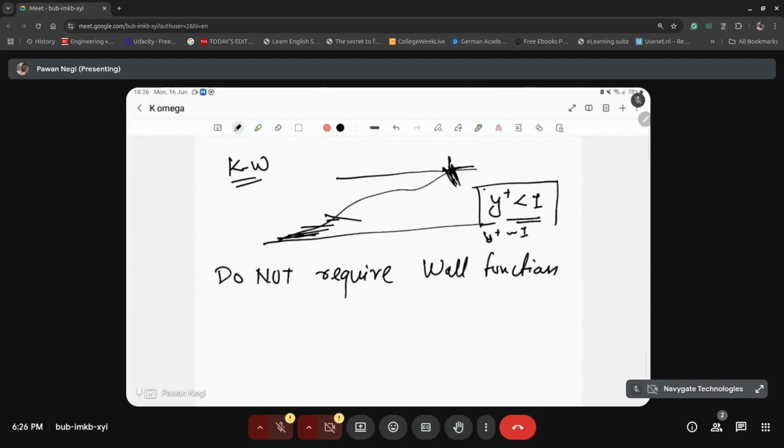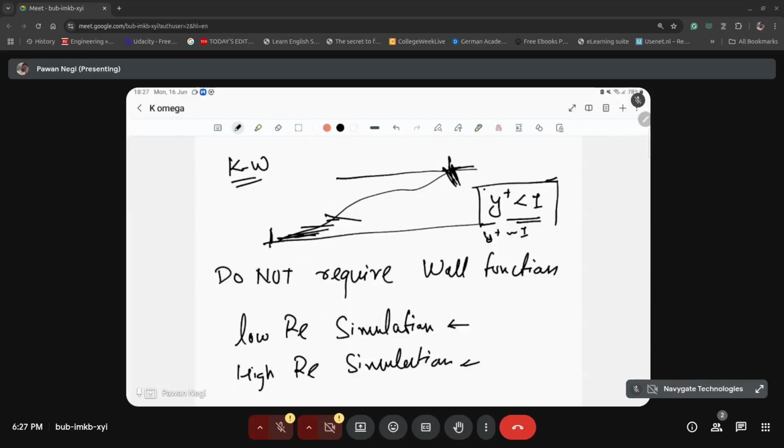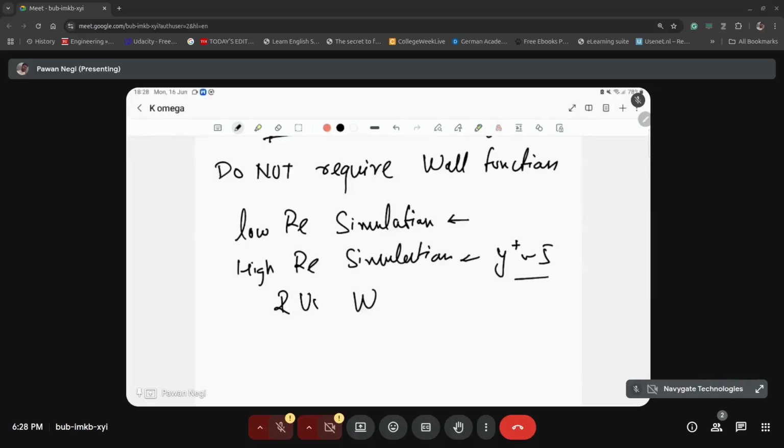So there are two cases. If we resolve up to this, that kind of simulation is called low-Re simulation. It does not matter what the actual Reynolds number is; if we are resolving up to this, these are called low-Re simulations. And in the case of high Reynolds number simulations, we do not resolve up to this. We can resolve up to around y plus 5 and use wall function.